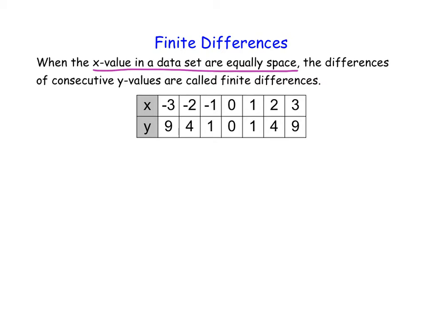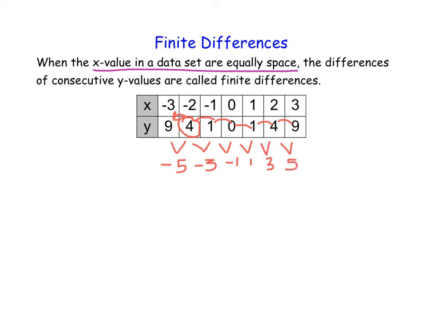So let's find the finite differences for these values on the screen. When I do this, I'm going to take the later y value, which in this case is 4, and subtract from it the 9. So 4 minus 9 makes this finite difference negative 5. I then take 1 minus 4, which makes this finite difference negative 3. I then take 0 minus 1, which is negative 1. 1 minus 0, which is 1. 4 minus 1, which is 3. And 9 minus 4, which is 5.